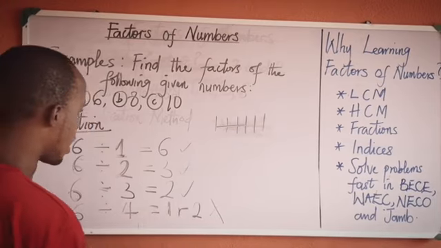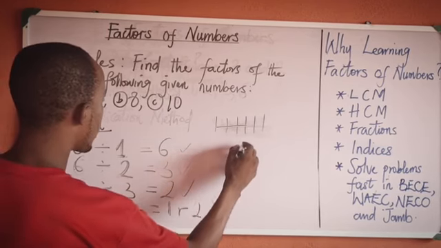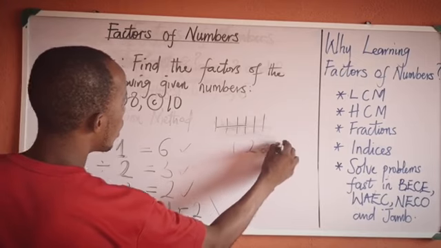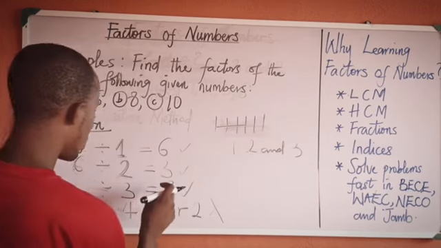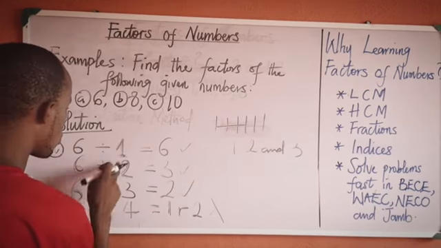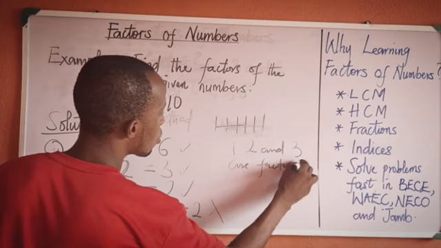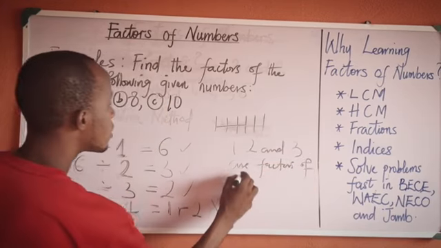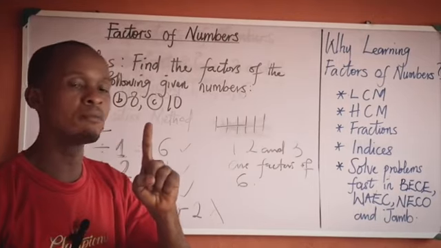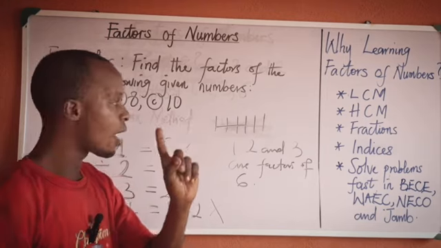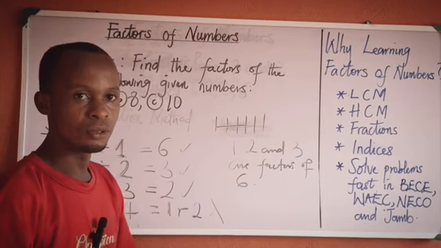So we can say now that the numbers 1, 2, and 3 are factors of 6. And of course, like I told you before, any given number automatically has 1 and itself as its factor.